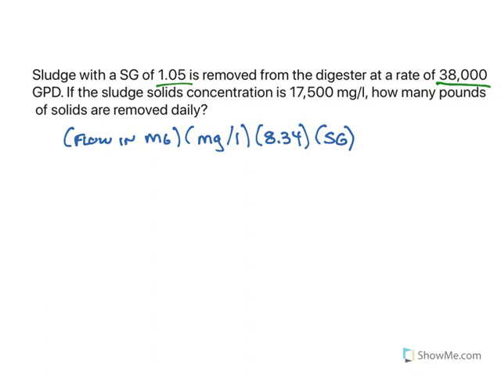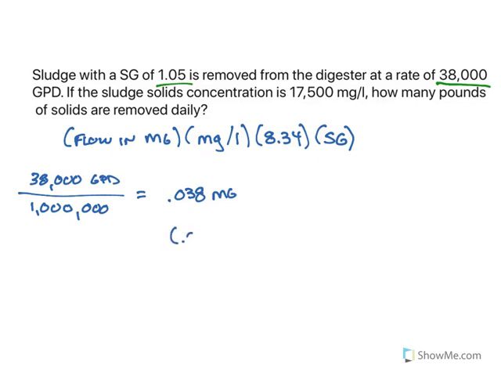38,000 gallons per day converted to million gallons. 38,000 gallons per day divided by 1 million, because we have to convert it to million gallons per day, is going to be 0.038 million gallons. And now we can plug that into our formula. 0.038 million gallons times solids concentration, 17,500 milligrams per liter, times 8.34.